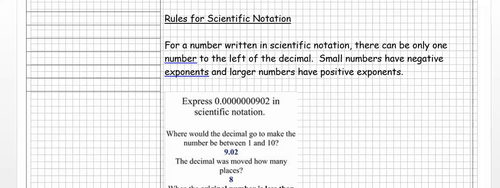All right, let's go ahead and get started. I want to welcome you to the sixth installment of Unit 0. We're going to be talking about something called rules for scientific notation.